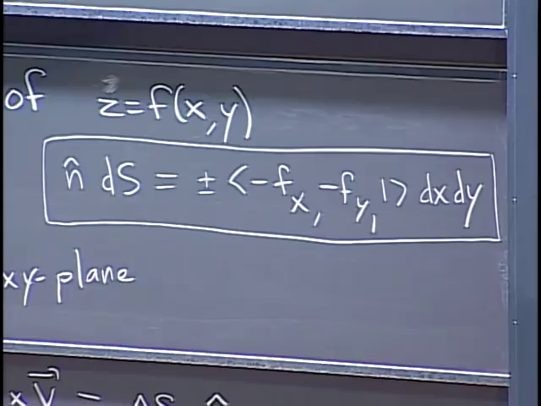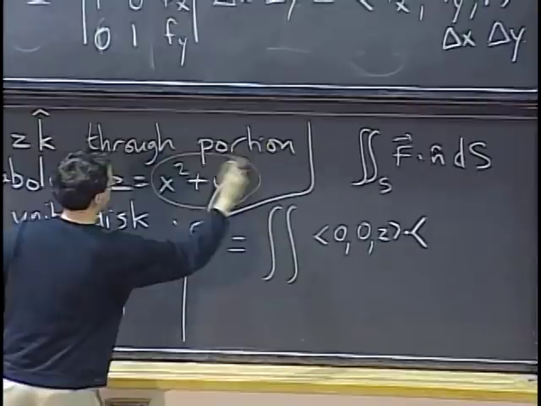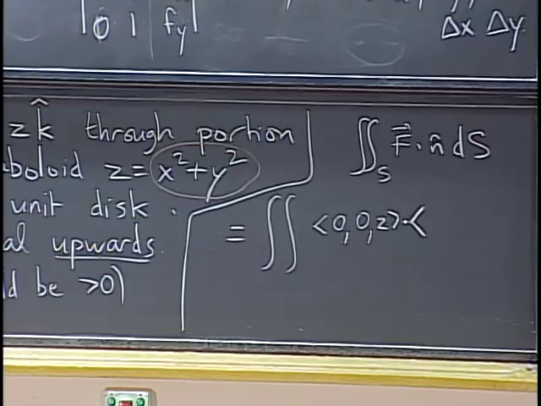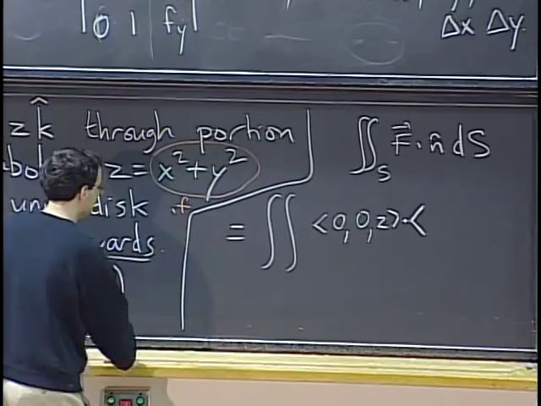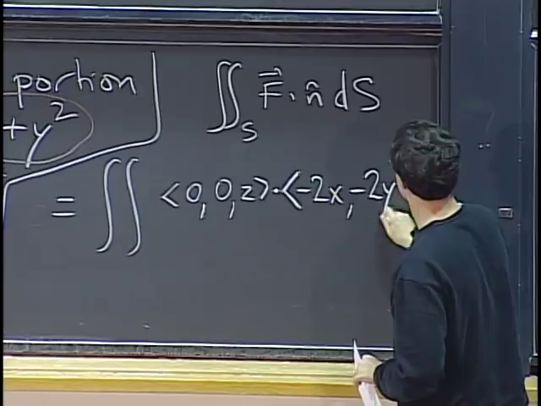What is little f in here? It's x squared plus y squared. So when we're using this formula, we need to know what little f stands for: whatever the formula is for z as a function of x and y. So we take x squared plus y squared, and we take the partial derivatives with minus signs. We get negative 2x, negative 2y, and 1 dx dy.